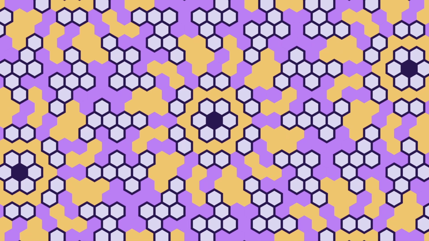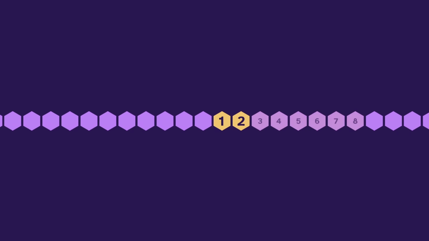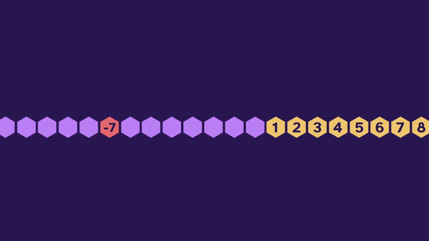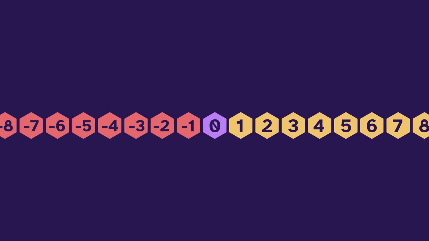Each hex is a value. You might know this line. There's 1 and his pal 2, these guys and 9, then 10 and 11, so on without end. Over here's -7 and her negative friends. And so now you know this whole central row.